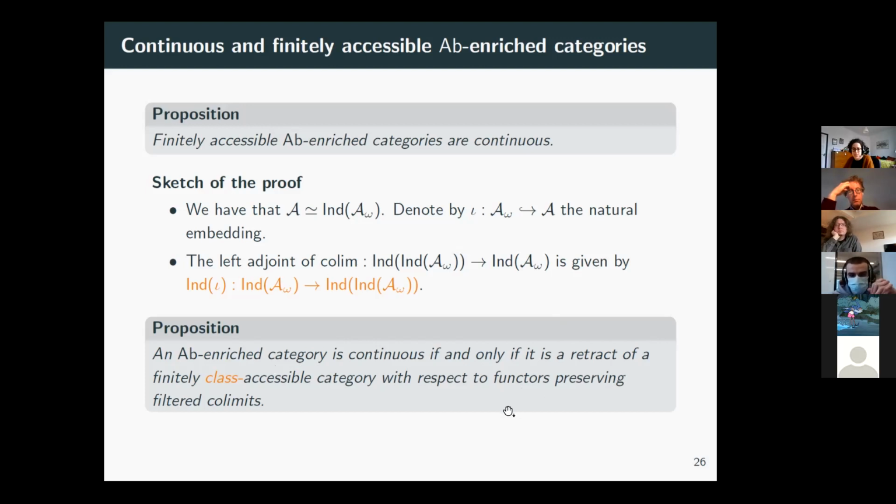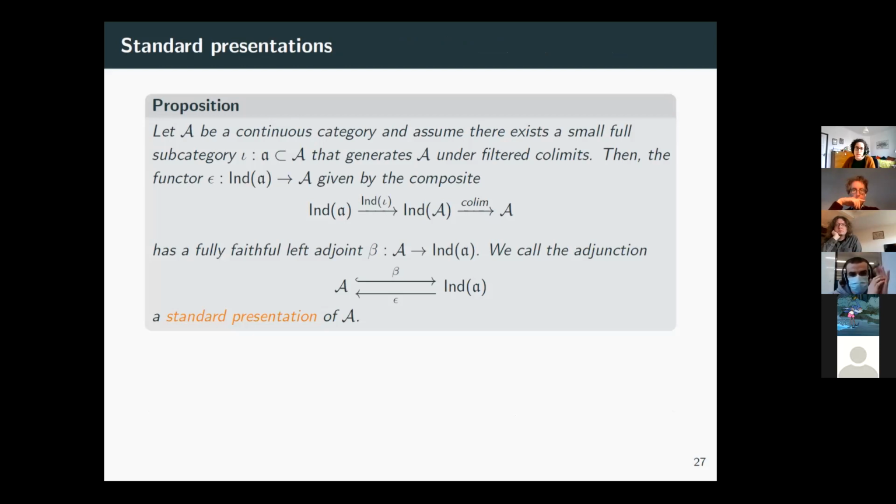And we are not happy with it being large. To solve this, we have the following proposition. Assume A is a continuous category, and assume there exists a small full subcategory, little a, that generates A under filtered colimits. Then the following functor from Ind of little a to A, given by taking Ind of iota, which goes from Ind of little a to Ind of big A, and then taking the colimit functor, has a fully faithful left adjoint beta from A to Ind of little a. So we have such an adjunction where epsilon is this functor, and this is fully faithful. We call this a standard presentation.